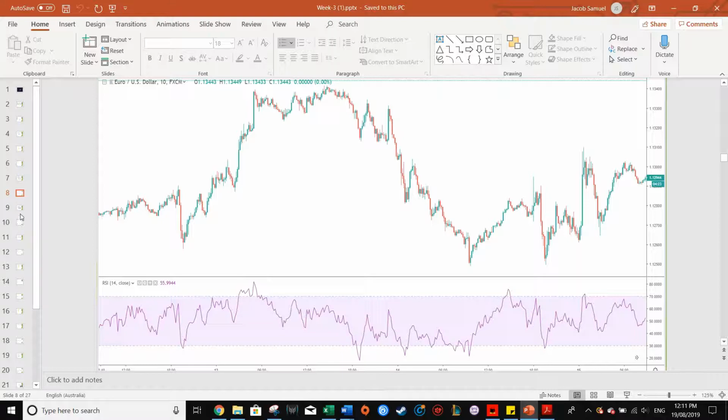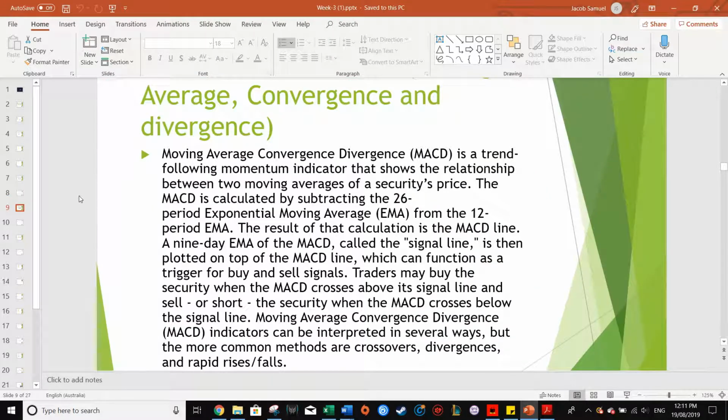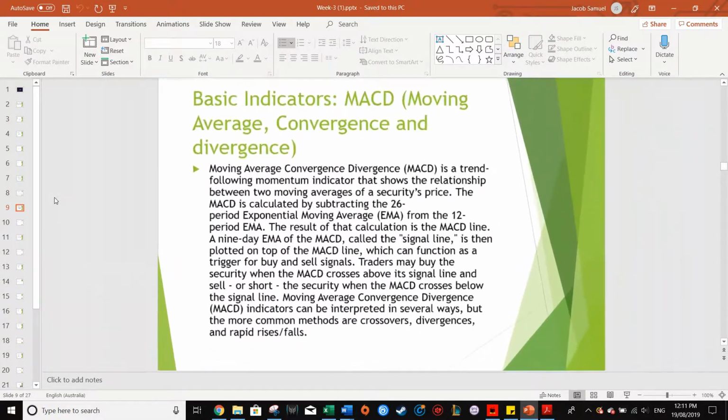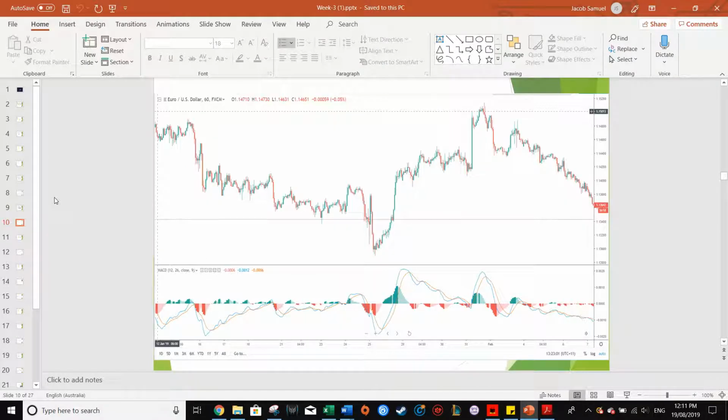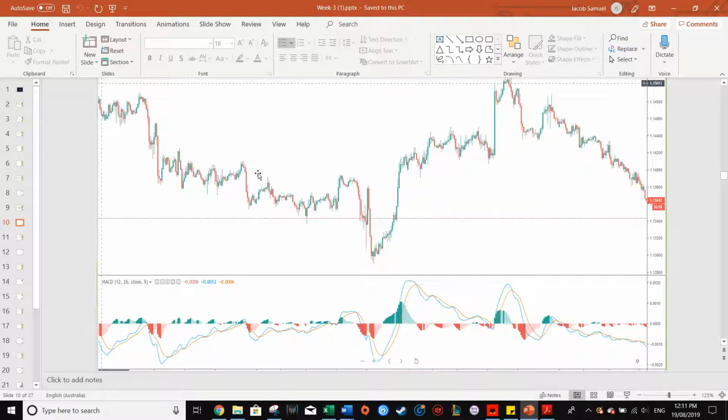What's the next one? Okay, MACD, moving average convergence divergence. Now how to explain this to you? It's better if I just explain it because I don't want to explain the math. All right, this is what the MACD looks like. It looks difficult at first. When I first looked at this, I got a headache.